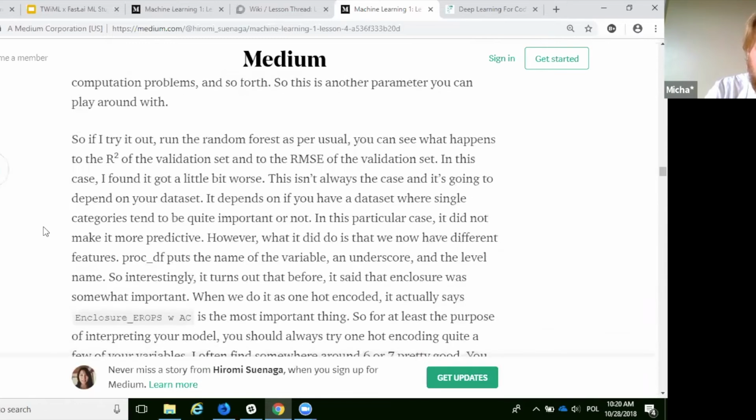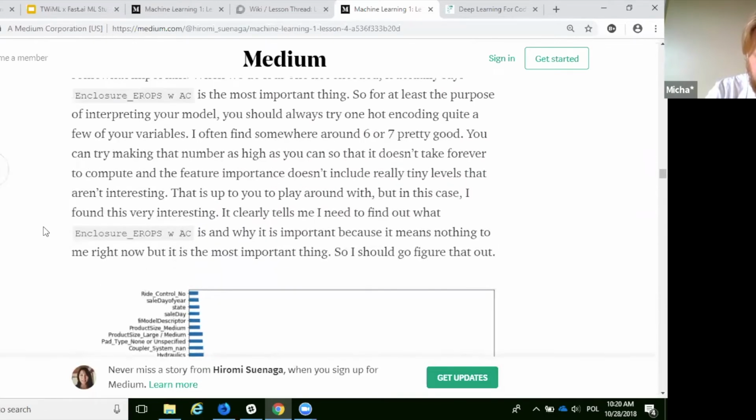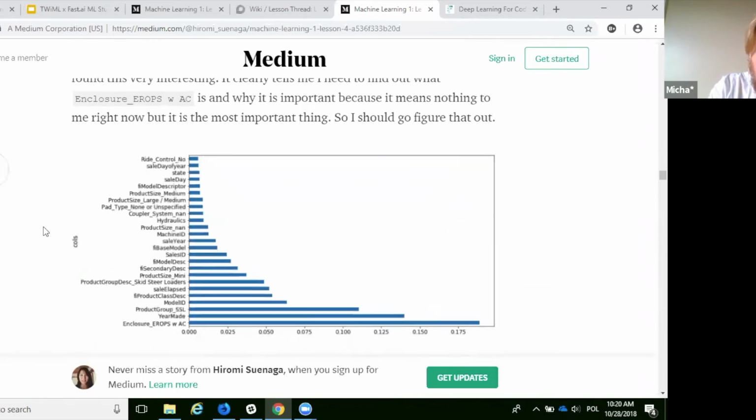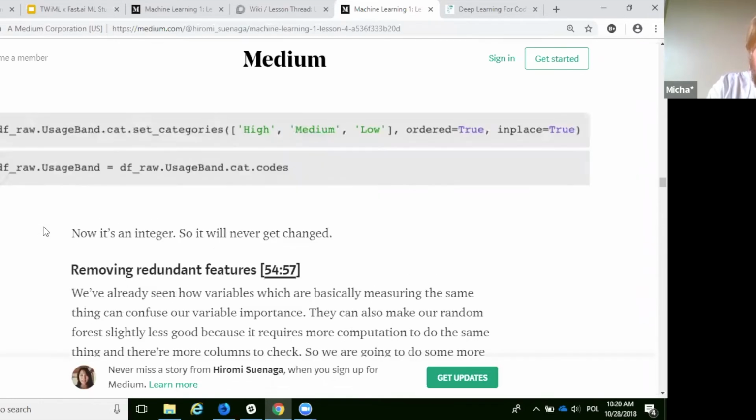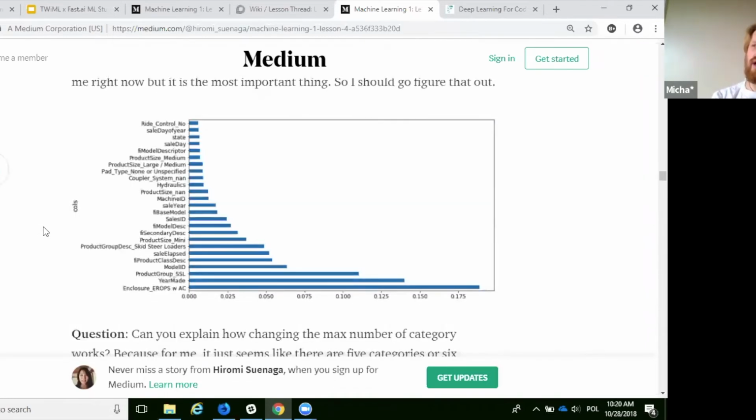But there's another way, and sometimes it works better. Instead of having just one enclosure variable, he creates as many variables as the level of cardinality of that variable. So if enclosure was A, B, and C, he would split that into enclosure A, enclosure B, and enclosure C, and then put either 0 or 1 in that column, depending on which enclosure was used for that particular row.